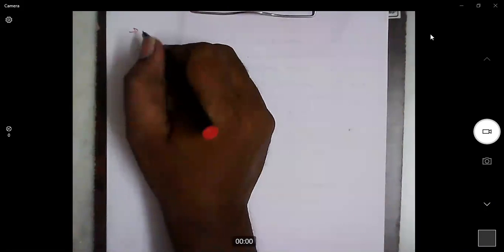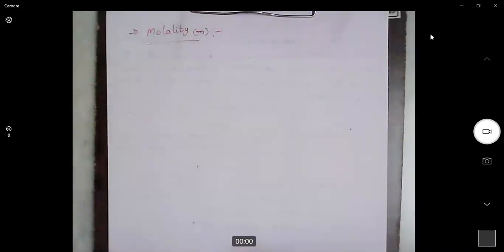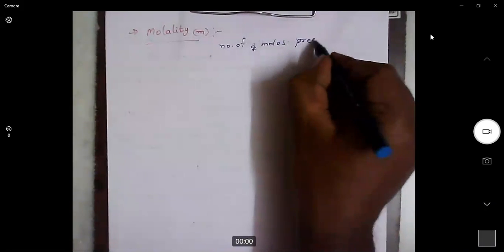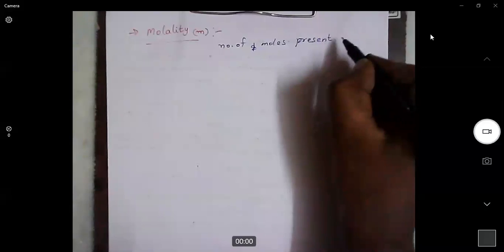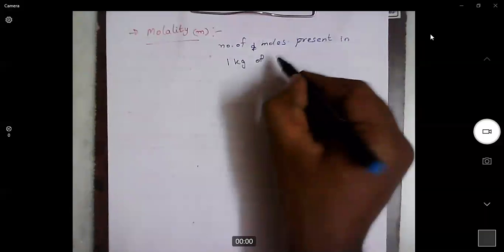Third unit used for representing concentrations is molality. Molality is represented by small m. Molality is the number of moles present in 1 kg of the solution.